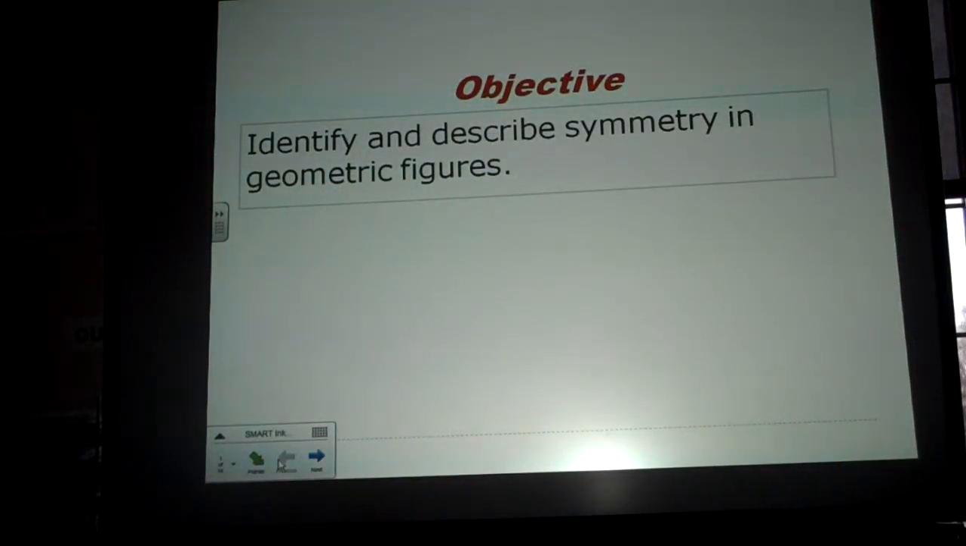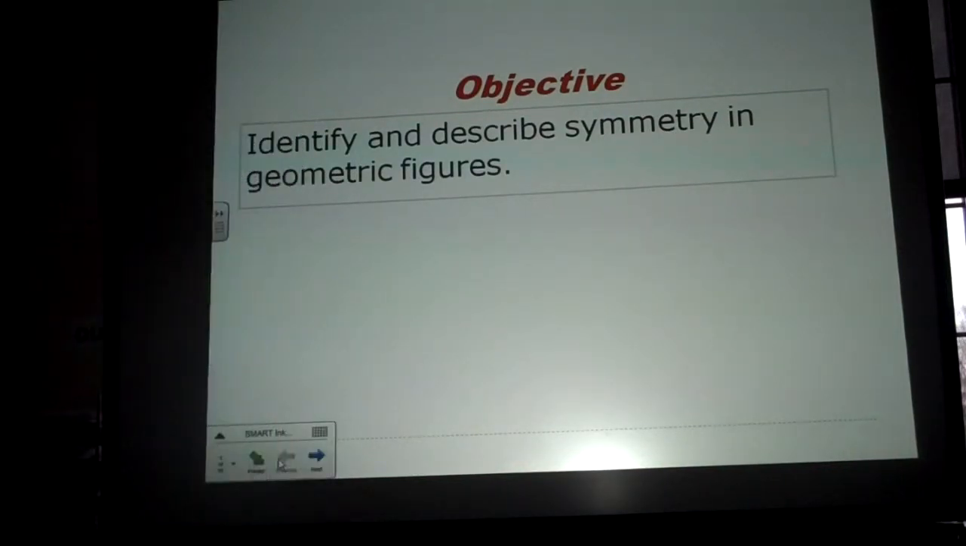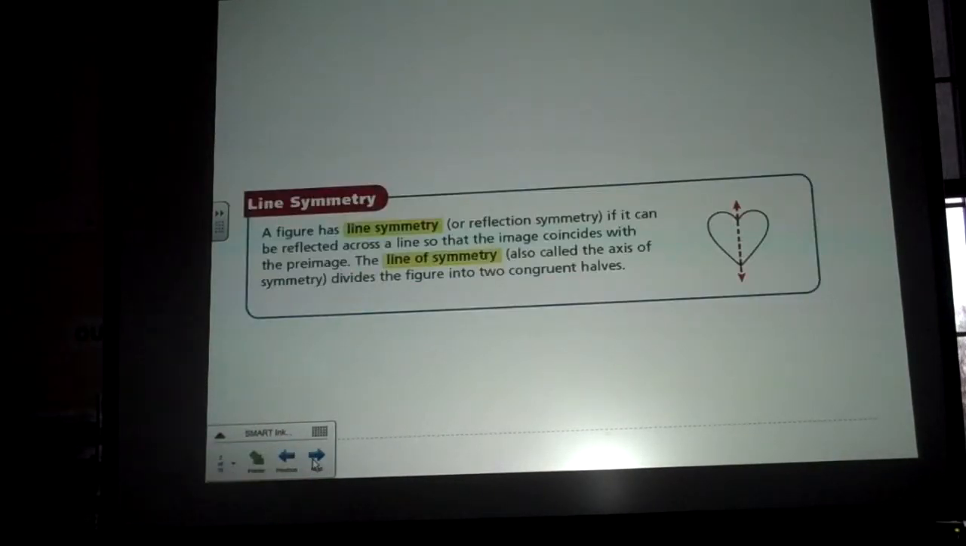Alright, class, we're going to do 9-5 today, symmetry. Our objectives: identify and describe symmetry in geometric figures. Okay, line symmetry. A figure has line symmetry or reflection symmetry, same thing, if it can be reflected across a line so that the image coincides with the pre-image.